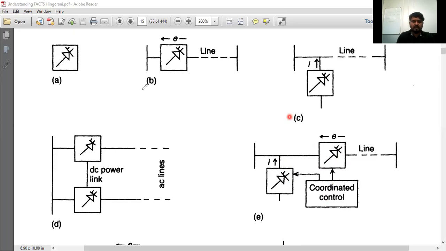So there are different devices. For the series, that is SSSC, static synchronous series compensator. We are going to call it C, this C means compensator. Remember that one. Okay, then we are going to consider TCSC. TCSC is nothing but thyristor controlled series capacitor. No, it will not come as compensator here, it is a capacitor.